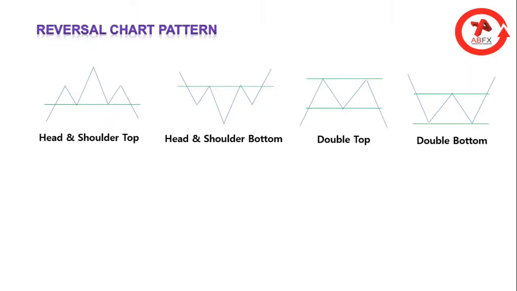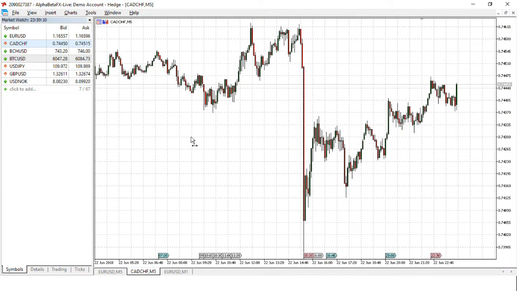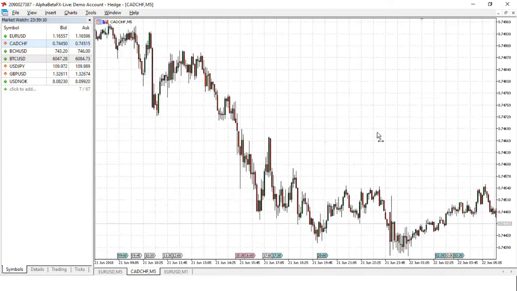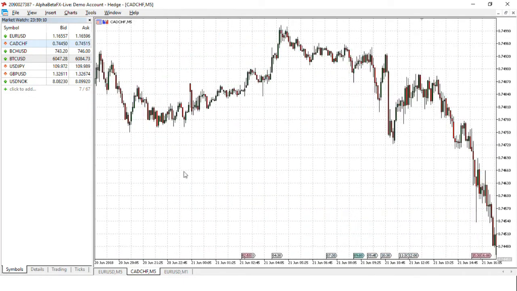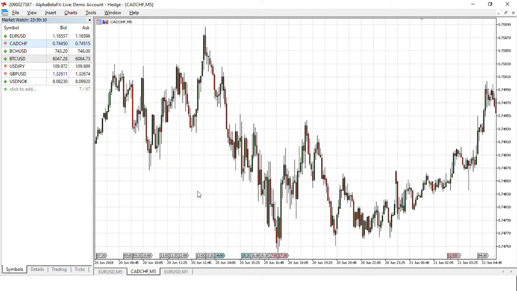Now let's search for the pattern we are still looking for, the hidden shoulder pattern we were talking about. Let's search for the head and shoulder pattern here. Okay, so this is the pattern we were looking for. Now we have seen the head and shoulder pattern.